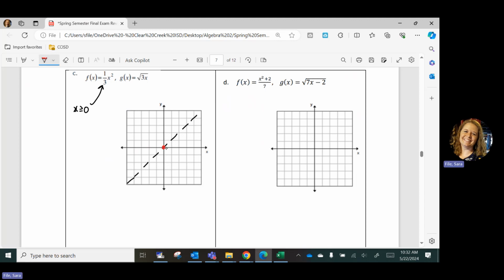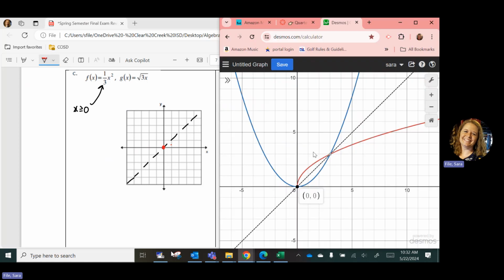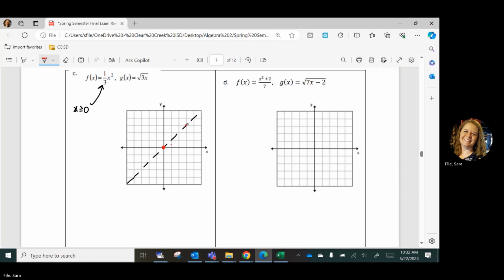Okay, so 1/3. So plug in a 3 squared is 9 divided by 3 is 3. So you can confirm those points on here. There should have been a point at 3, 3. So that's just the right side. You have to have that exclusion.